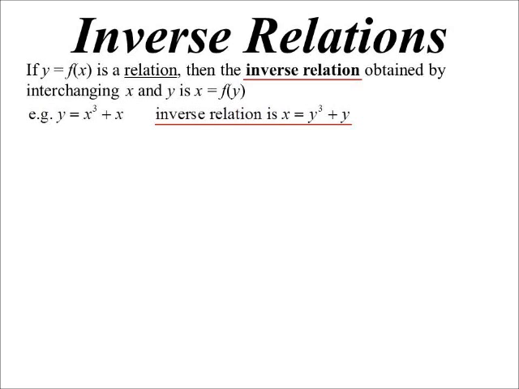So if I've got y equals x cubed plus x, to get its inverse relation, there it is: x equals y cubed plus y. Okay, I could go and make y the subject, but there's no need to, I don't have to.